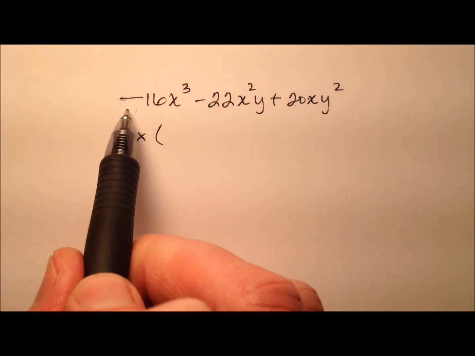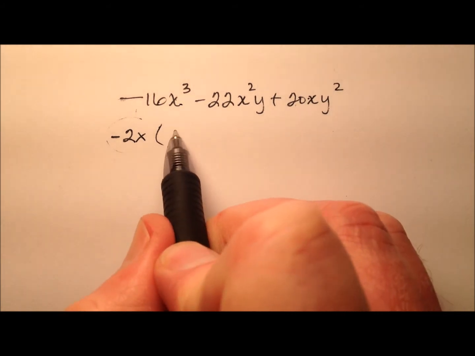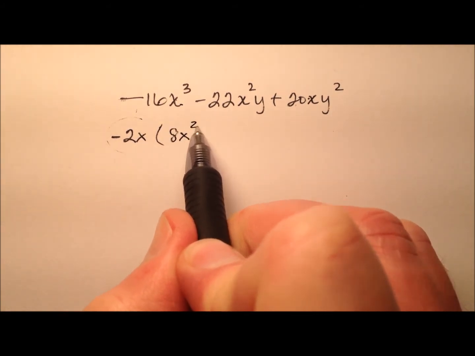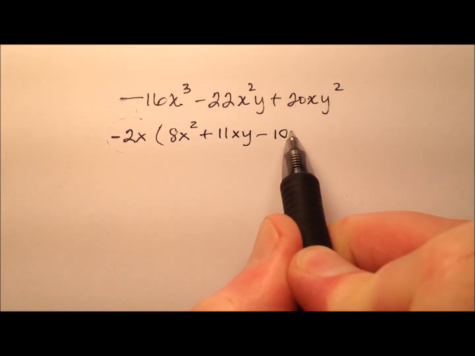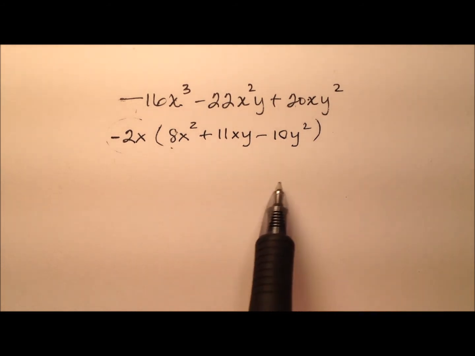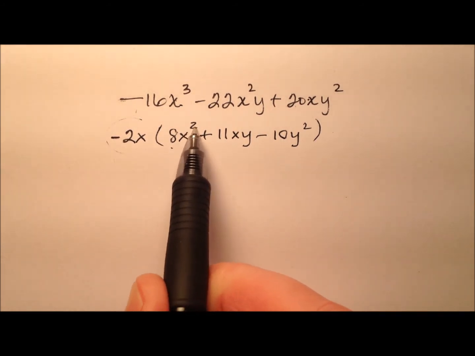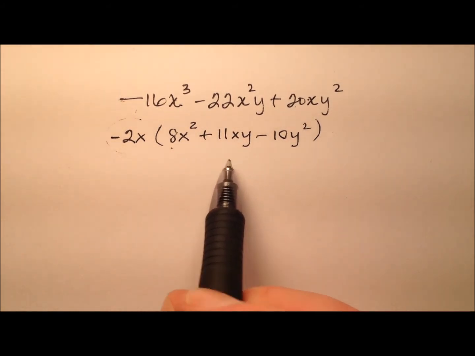All right, let's go ahead and divide all three of these terms by that greatest common factor, negative 2x. So it looks like we'll have 8x squared plus 11xy minus 10y squared. Well, I have three terms here. This is quadratic because the degree is 2. And the AC method probably is going to be the best way to go.